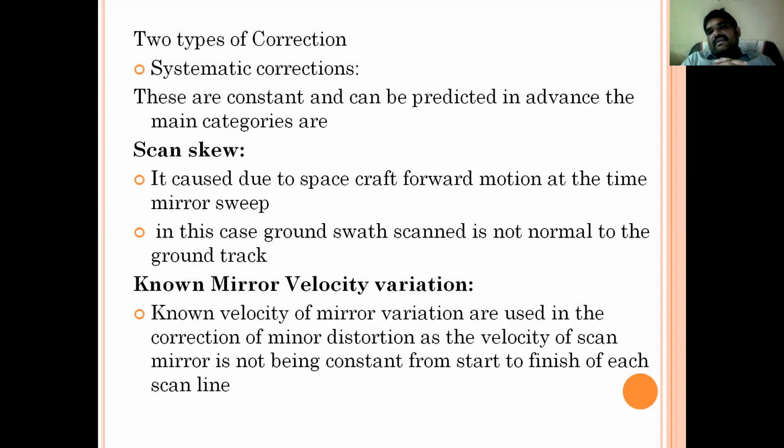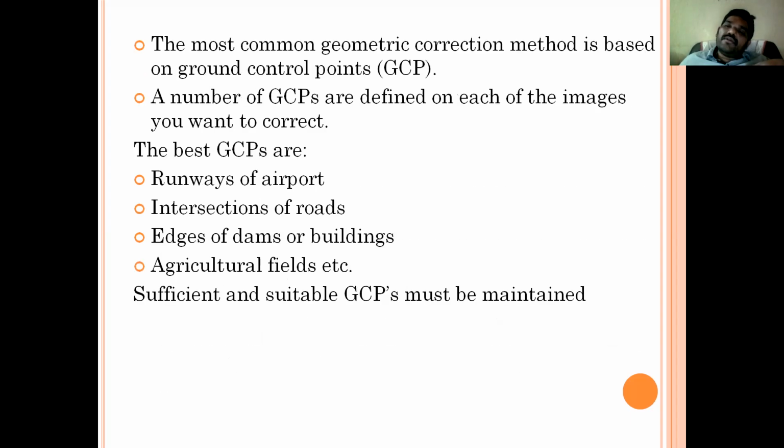And coming to non-systematic errors, before we discuss them, you must know what is GCP, Ground Control Point. Ground Control Points are nothing but to give the seen evidence. These are the points based on which we can correct the data.